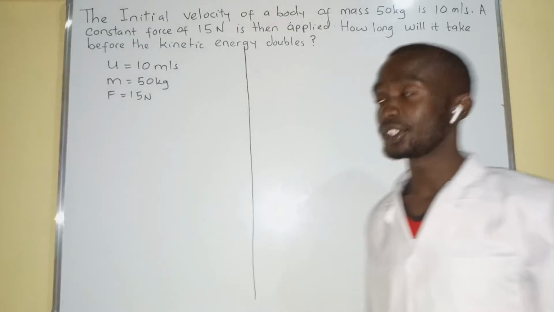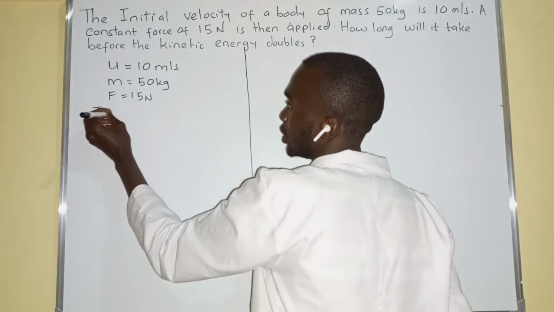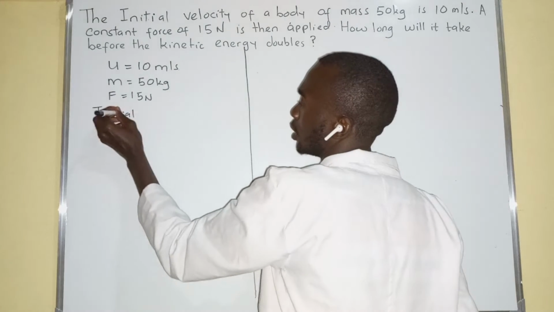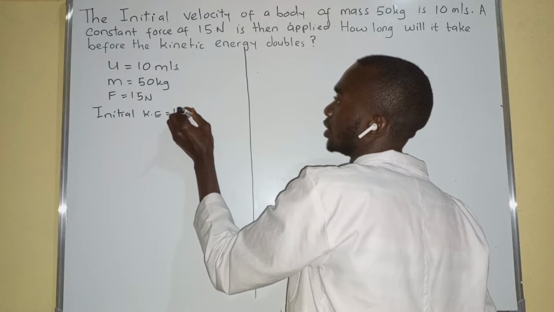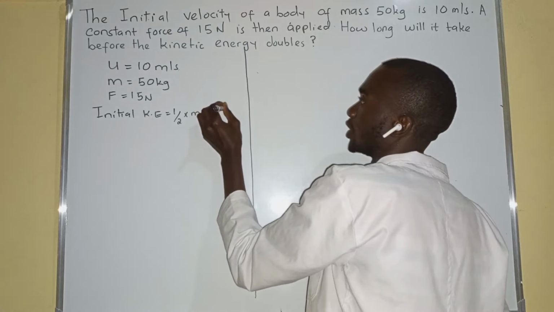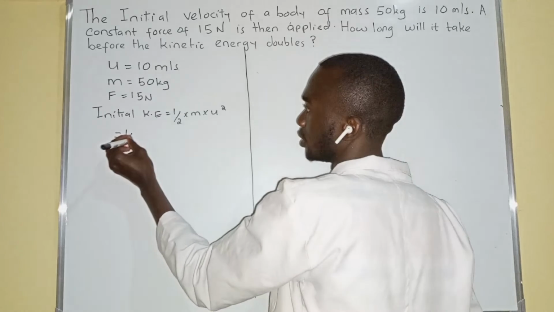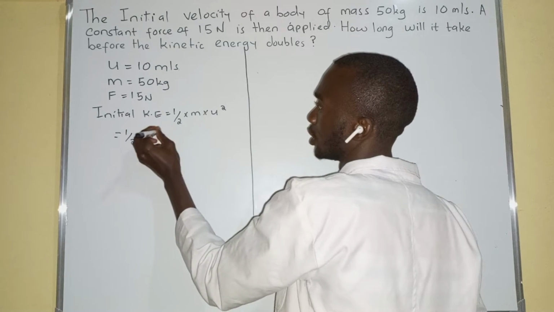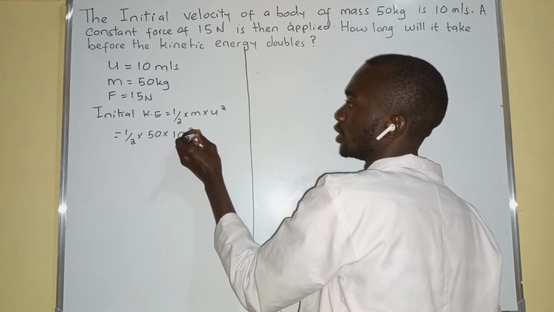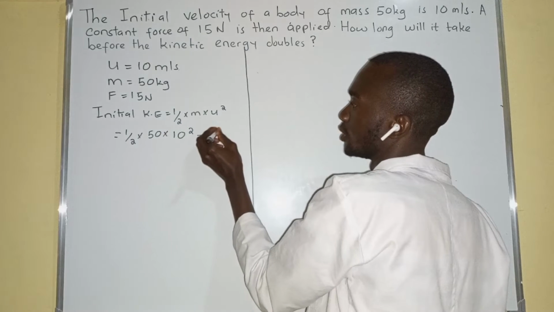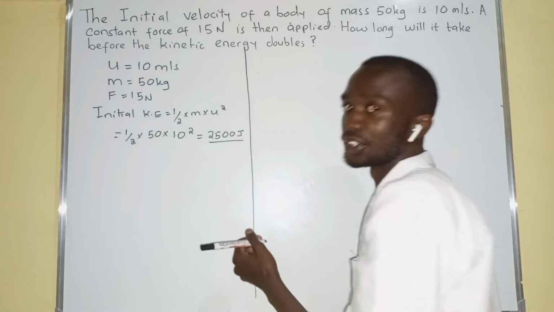So we can find the initial kinetic energy. The initial kinetic energy is the same as a half times the mass times the initial velocity squared. Substituting, a half times the mass, which is 50, times u squared, which is 10 squared, this becomes 2,500 joules. That is the initial kinetic energy.